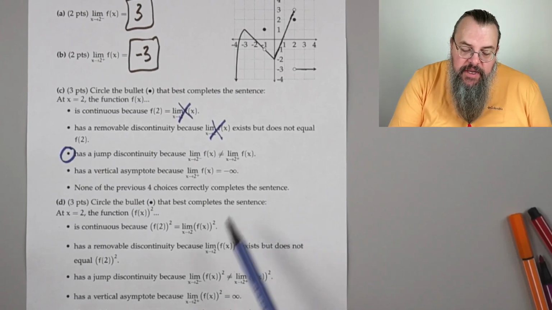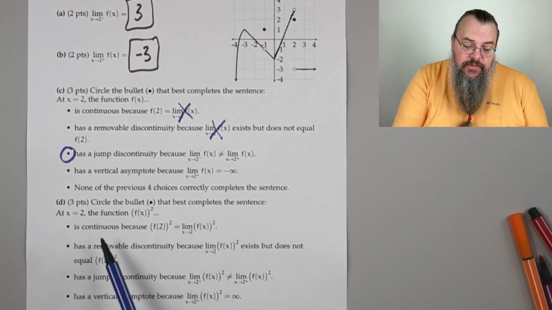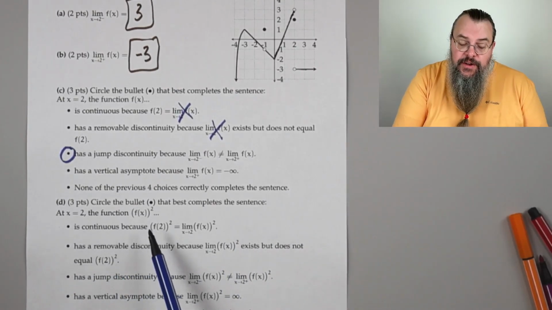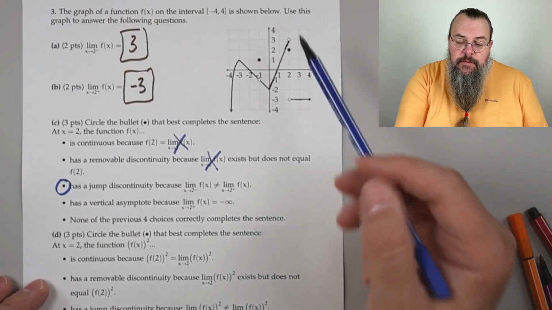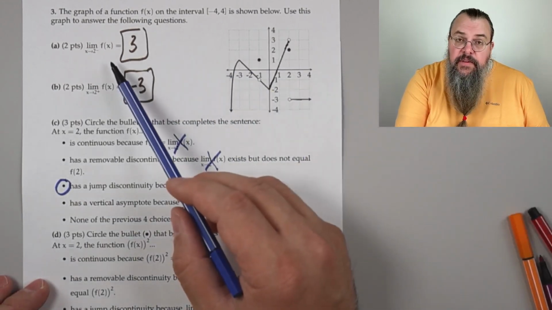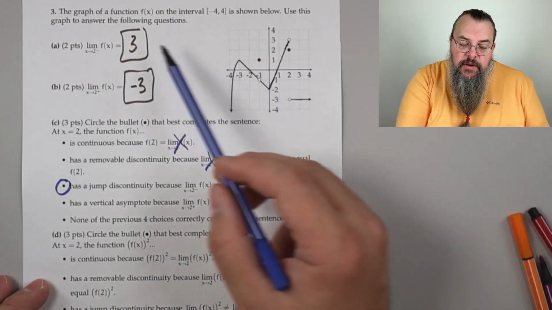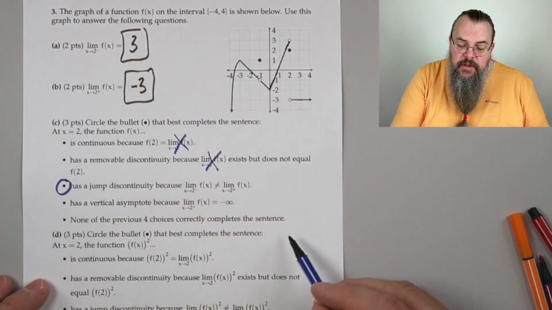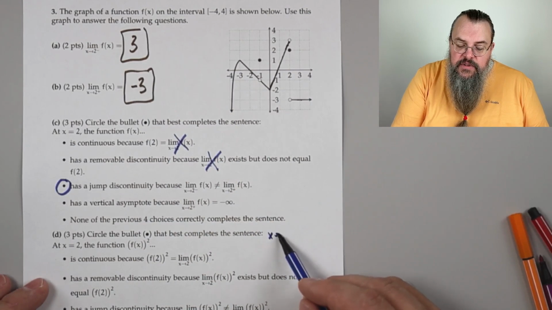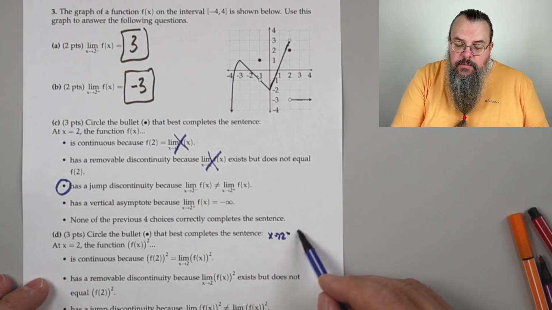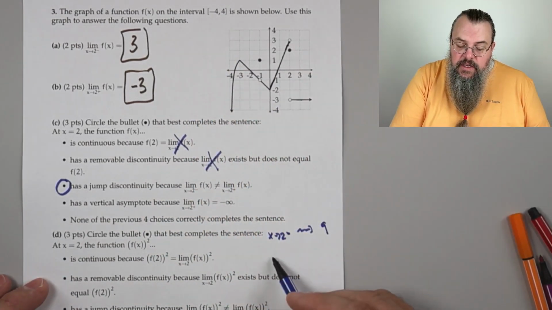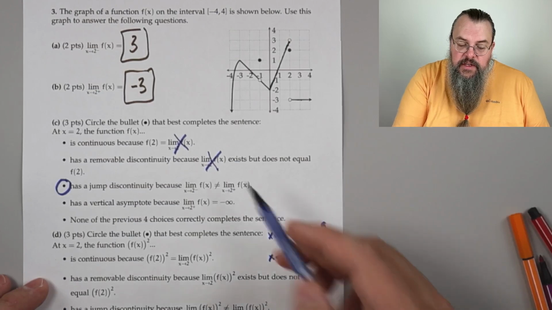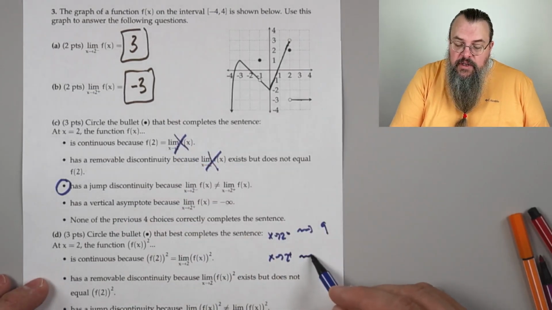Circle the bullet that best completes the sentence. At x equals 2, the function f of x squared. All right, well, let's think about that. Let's think about what's happening. So if we come here, when we take f of x squared, what's happening? Well, f of x squared from the left would be what? So x approaches 2 from below. We're heading towards 3 squared, which is 9. x approaches 2 from above. We're approaching negative 3 squared, which is 9.